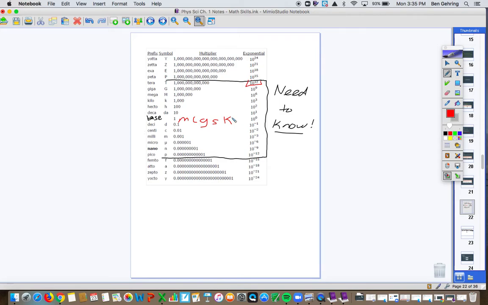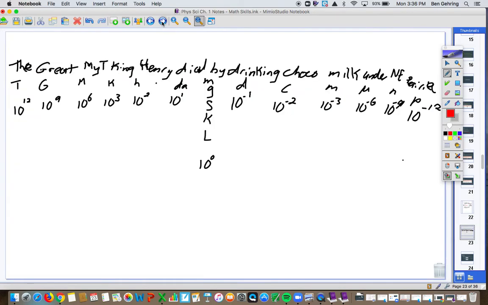Going out past that spot that I expect you to know, we have bigger numbers. We can go clear out to 10 to the 24th with this chart. So we have zeta, exa, and peta, or peta, I'm not sure which one it is. And down at the bottom is femto, atto, zepto, and yocto. Those are all prefixes that we can use as we get really big and or really small.